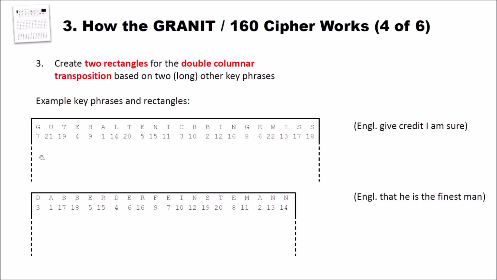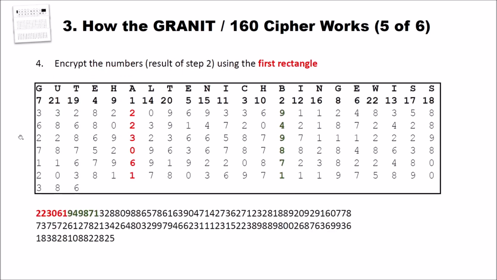Then we are at the end, we have to start again, then F, we have no F, G, we have here the 7, and then we have a second G here, we have the 8, and so on. And we prepare these 2 rectangles based on these key phrases. Now let's use these for encryption.